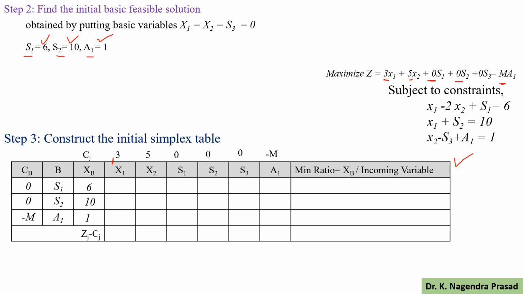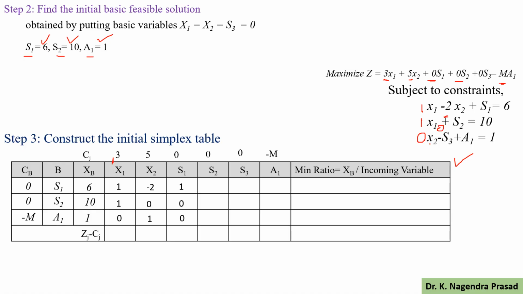So next we have to write the x1 column. The x1 column is the coefficient values of the x1 variable in the first, second and third constraints. In the first constraint, the x1 coefficient is 1, in the second constraint the x1 coefficient is 1, and in the third constraint the x1 coefficient is 0. So write down 1, 1, 0 in the x1 column. Similarly for the x2 column, minus 2, 0 and 1.